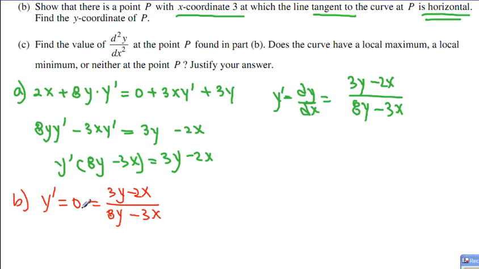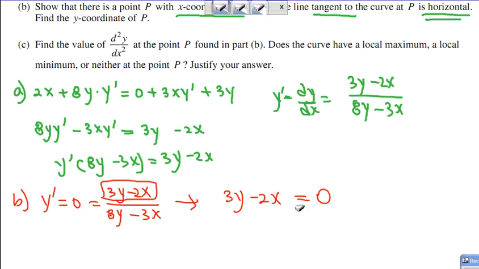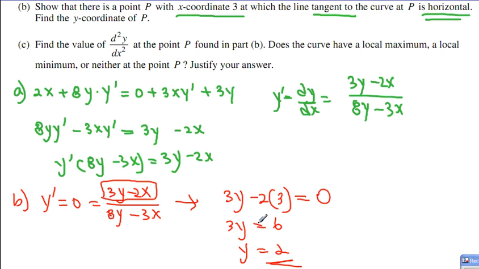How can you have the fraction equal to 0? Well, simple, when the numerator is equal to 0. So this simplifies into 3y minus 2x is equal to 0. But notice, they mentioned that x was equal to 3 already, so in place of x, I will write down 3. Then we end up having 3y is equal to 6, where y is equal to 2. So we found the y coordinate of that P value.